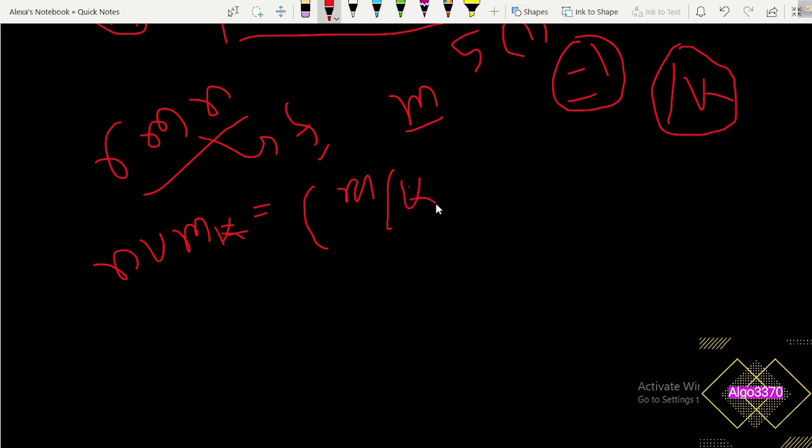Total k, m by k. As at each step we will reduce k from here. So our total number of reducing operations will be m by k. This is a simple mathematical form. Total number of reducing operations will be m by k.